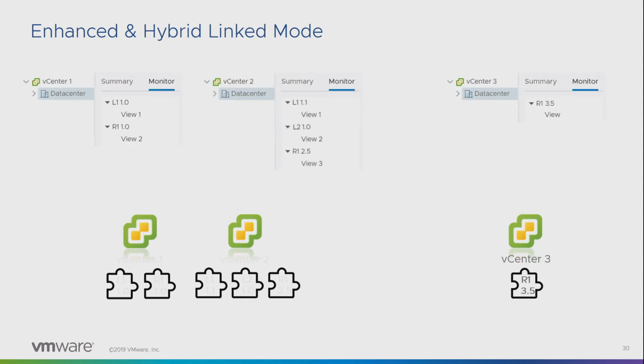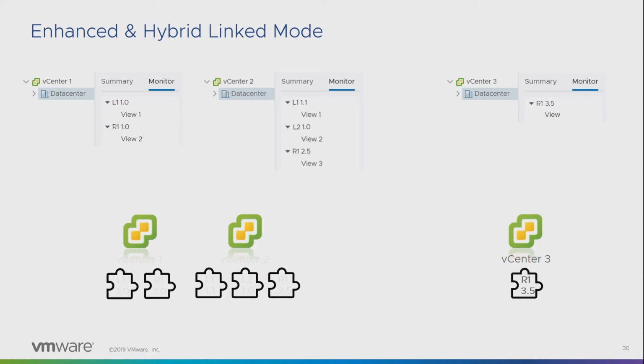Now, let's have a look at HLM a little bit. So we have vCenters 1, 2, and 3. They are not linked at the moment. So when you log into the client, you see only the respective vCenter and the plugins registered with that. I think this is not visible too well.